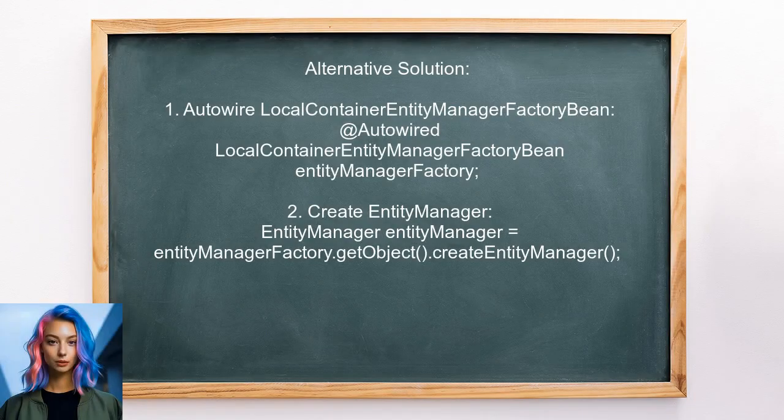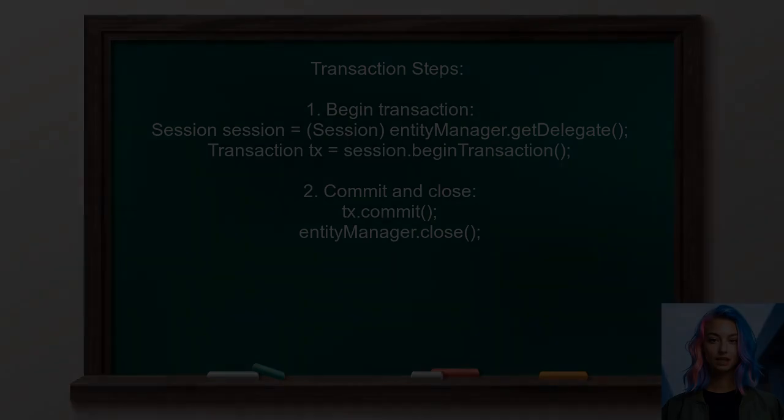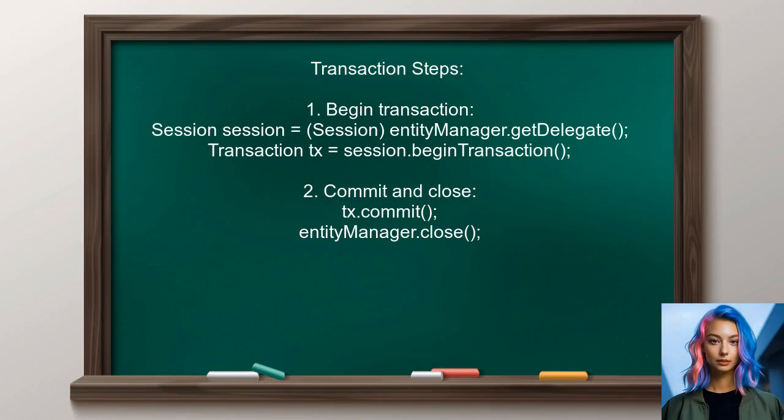An alternative approach suggests that if you have set up a local container EntityManager factory bean in your Spring configuration, you can obtain the EntityManager by auto-wiring this bean into your service class. Then, you can create an EntityManager instance from it. After obtaining the EntityManager, you can proceed with your transaction. Remember to close the EntityManager after completing your operations to avoid resource leaks.